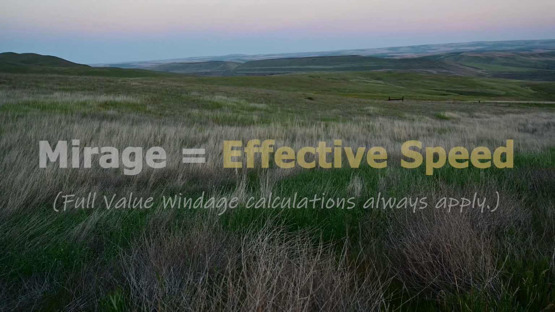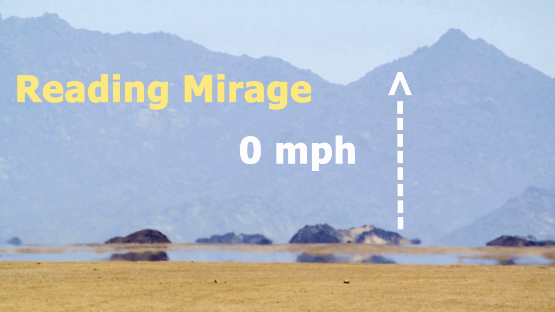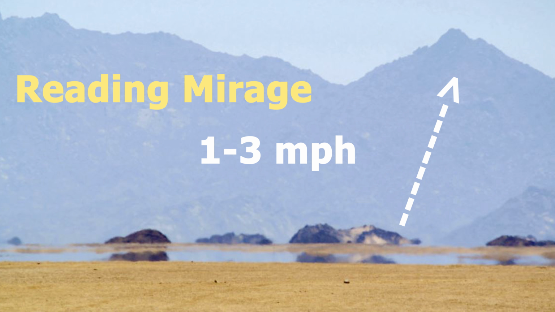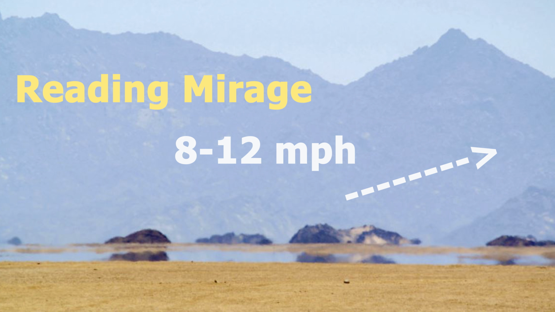It's the speed you really care about to make calls. Mirage that boils straight upward requires no adjustment for wind. Mirage that tips at a 60-degree angle from horizontal represents a wind speed of 1 to 3 miles per hour. A 45-degree angle represents 4 to 7 miles per hour, and as it approaches a parallel vector with the ground, it's at least 8 to 12 miles per hour.